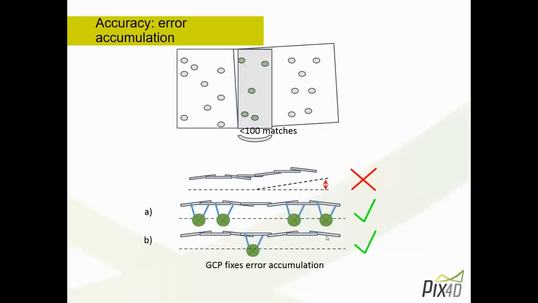The good news is that introducing GCPs helps you to potentially fix this error accumulation. In a project where you had an error accumulation happening in the middle, if you introduce GCPs either on both ends to fix the system or in the middle to avoid this error accumulation from happening, you can fix it and have a really nice project overall.